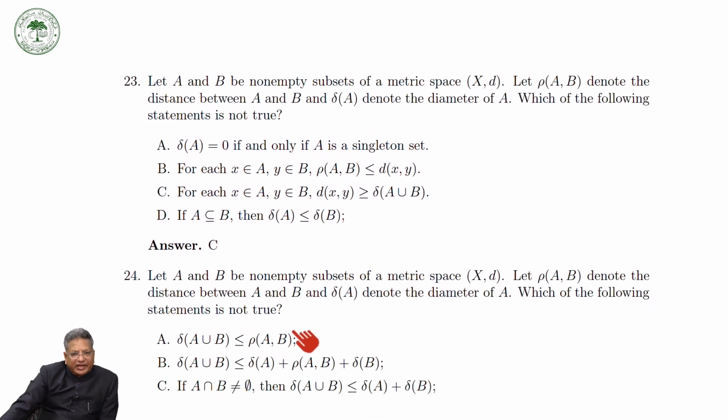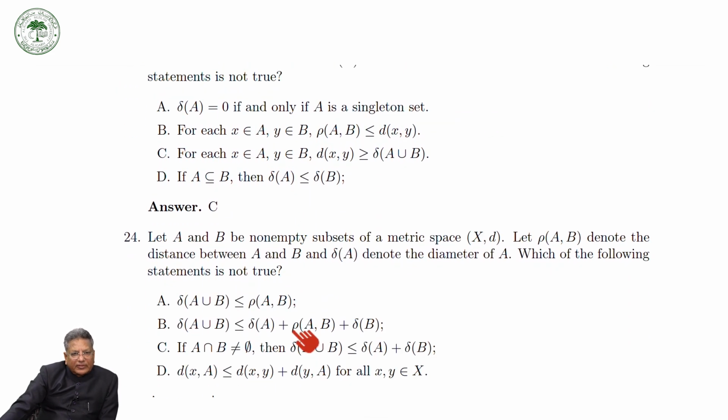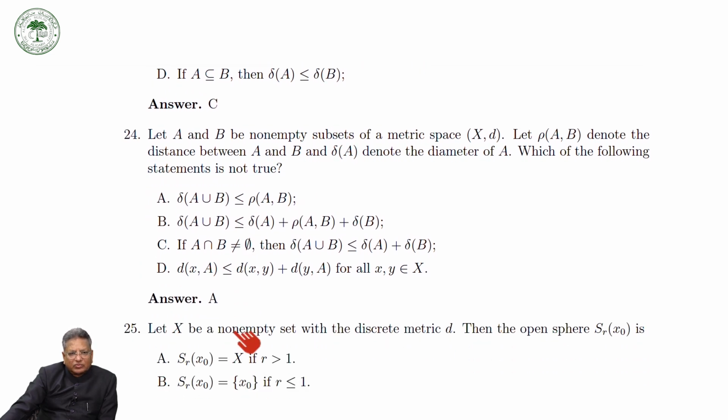Then you see again here: which of the following statements is not true? The diameter of A union B is less than or equal to the distance between A and B. So B, C, D we have proved, but we have not proved part A. So this means that statement A is not true.